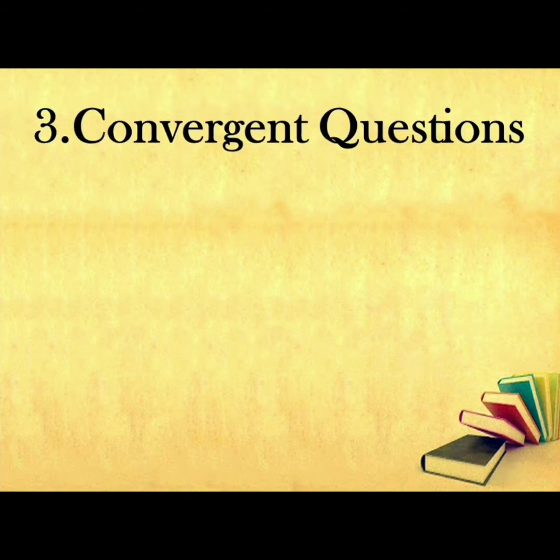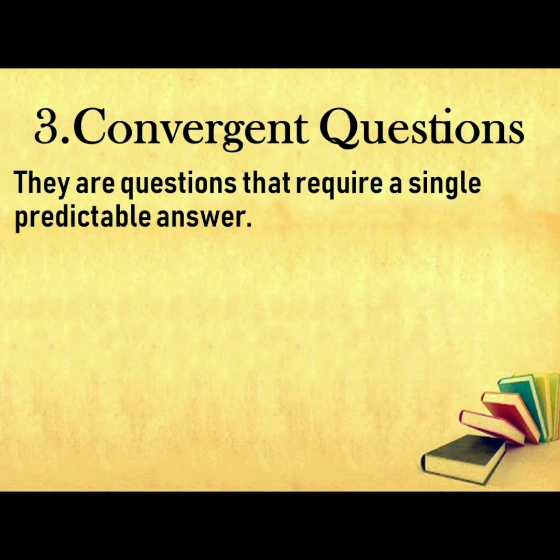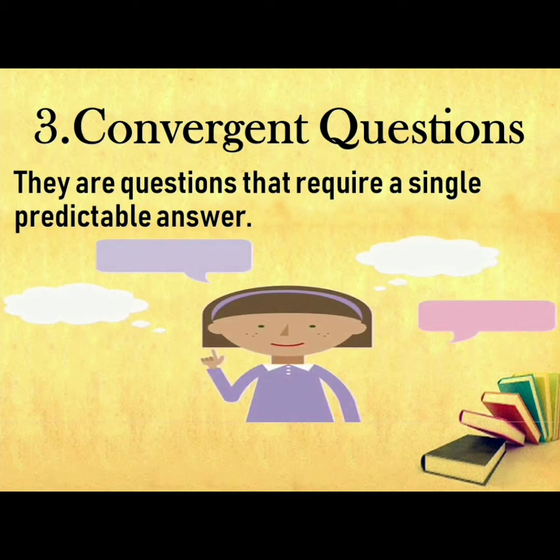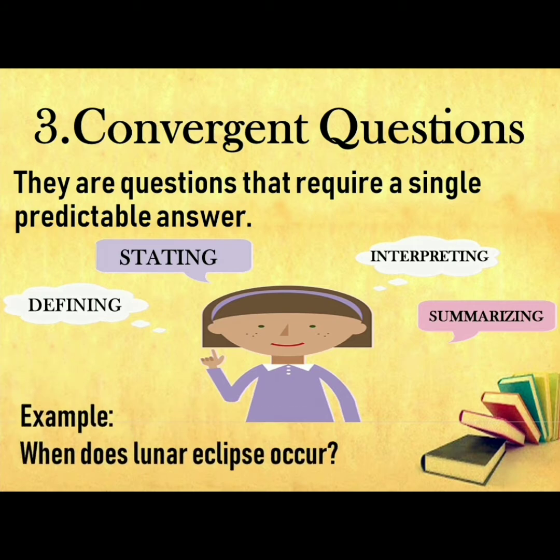Convergent questions. They are questions that require a single predictable answer. It includes defining, stating, interpreting, and summarizing. For example, when does a lunar eclipse occur? So convergent questions have one best answer.